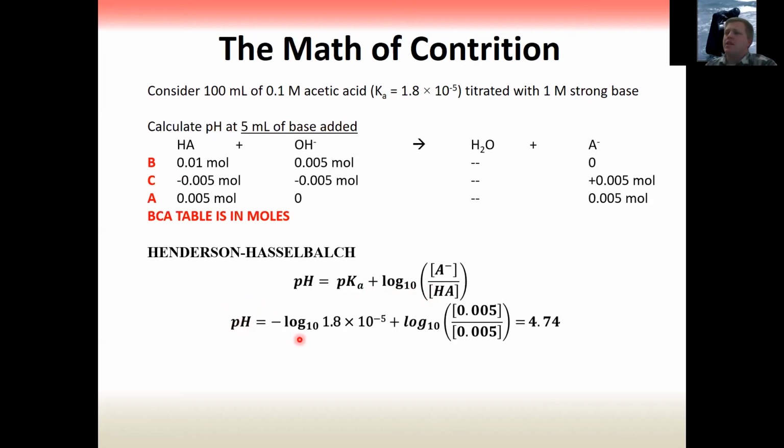So here our pH is going to be equal to our pKa, which is going to be the negative log base 10 of our Ka value that's given up here, which is 1.8 times 10 to the minus 5th. And then we're going to add that to the log base 10 of 0.005 moles divided by 0.005 moles. When we plug all that into our calculator, or if you are doing what I would like you to do and plugging this all into Excel, then you will come up with a number of 4.74. Of course, you should get 4.74 whether you're doing this in Excel or calculator. But that is our answer.